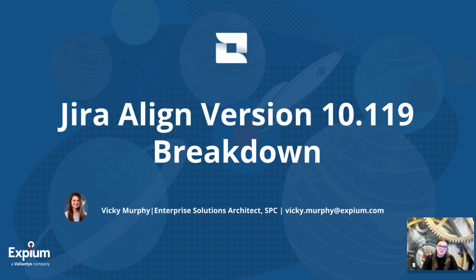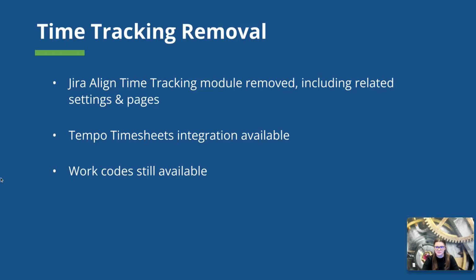In this video, I'm going to be breaking down the updates to Jira Align with the release of version 10.119. This version was released to Jira Align instances on the continuous release track, typically your test or dev environment if you have one, on April 21st, 2023, and it will be released to production instances on April 28th, 2023. Let's go ahead and jump in.